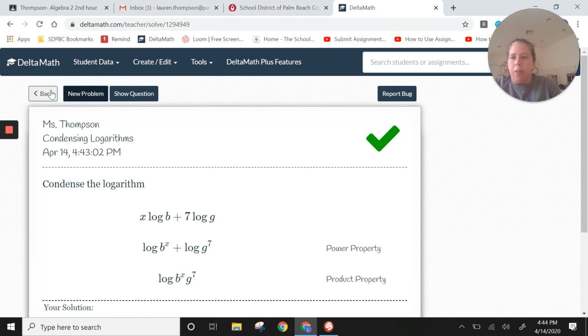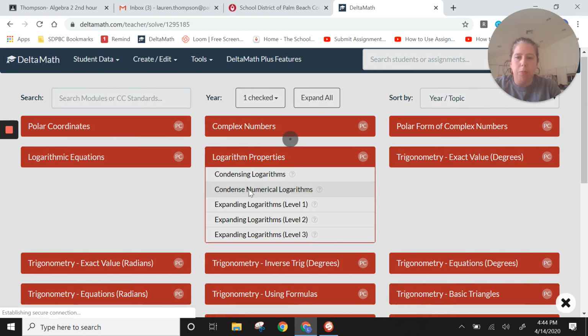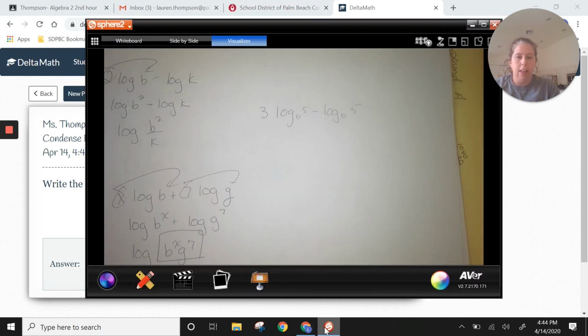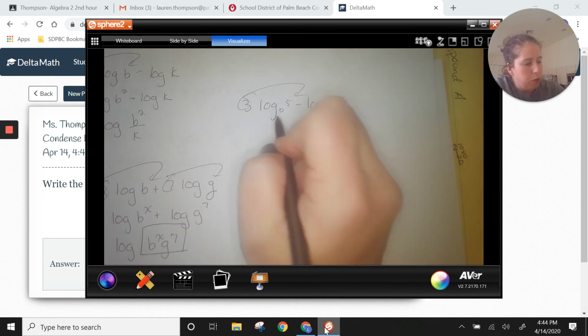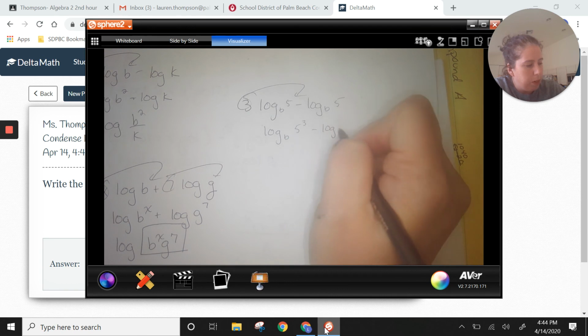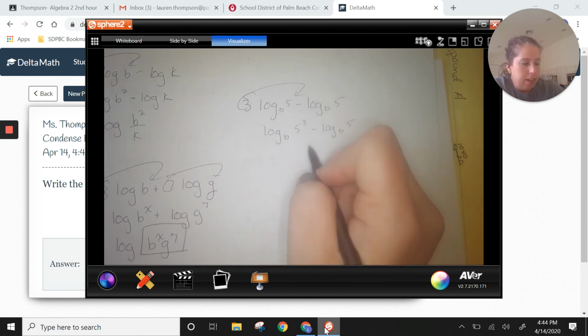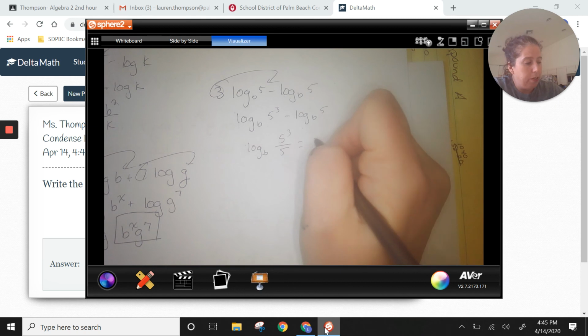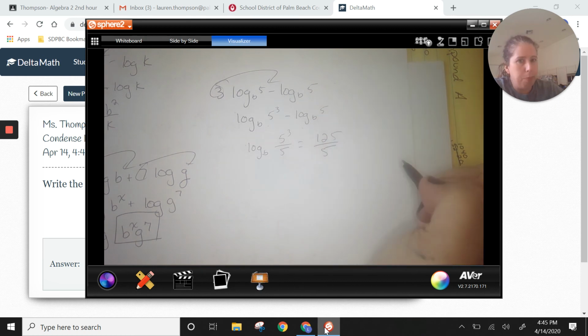Okay, so back. Now I want to do it with numbers. So we got 3 log b of 5 minus log b of 5. Exponents up top, so you want numbers. So log base b of 5 to the 3rd minus log base b of 5. So it becomes log base b of 5 to the 3rd over 5. Guys, you're going to have to do the math on this. 5 to the 3rd is 125 divided by 5.